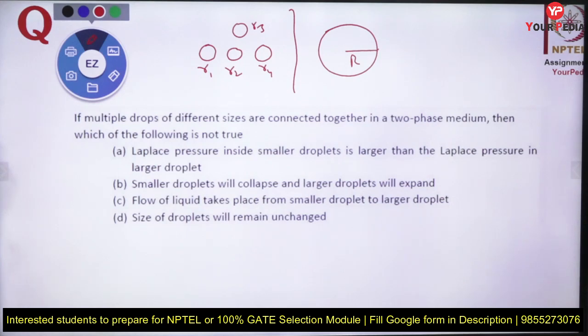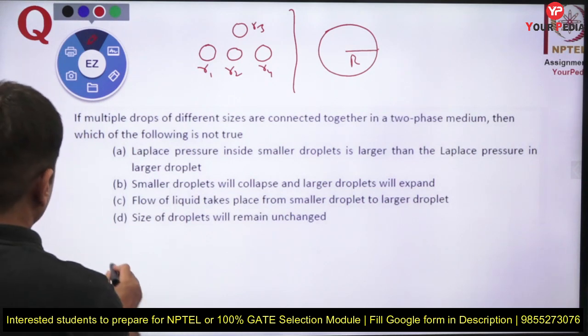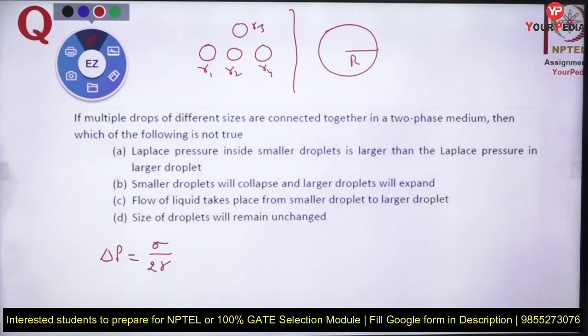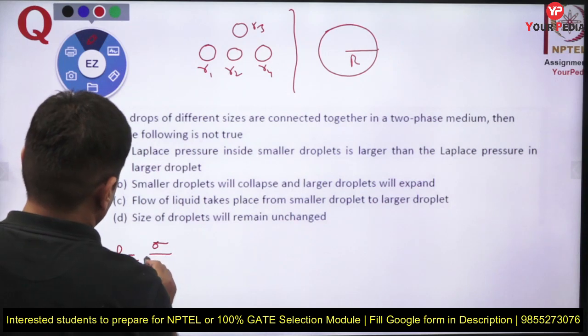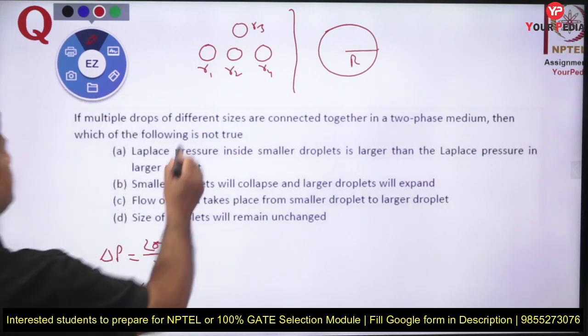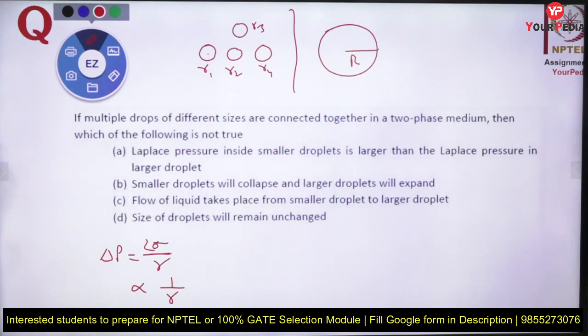The Laplace pressure inside a smaller droplet is larger than the Laplace pressure inside a larger droplet. What do you think? I want you to think over these questions, because the more you think, the better prepared you will be for your exam. These are NPTEL questions made by the IIT professors themselves, based upon the concepts. We just saw that Laplace pressure is 2 sigma by r. So it is inversely proportional to r. If the radius is small, Laplace pressure will be more. Looks like it is correct.